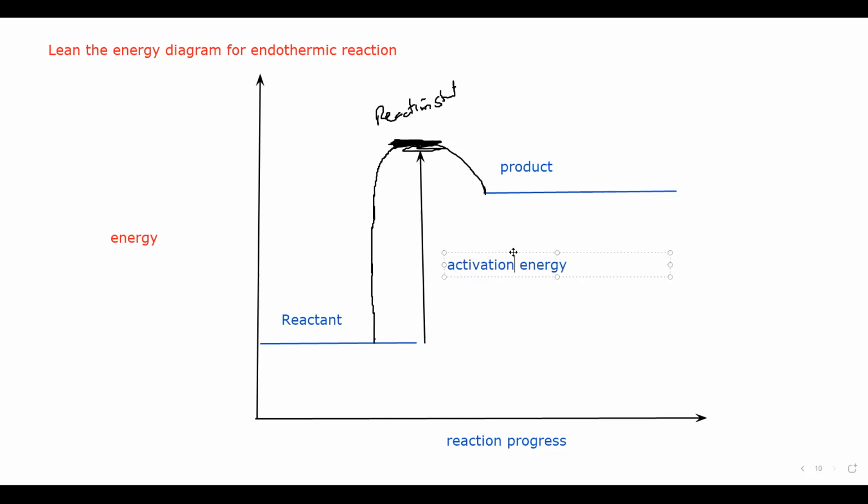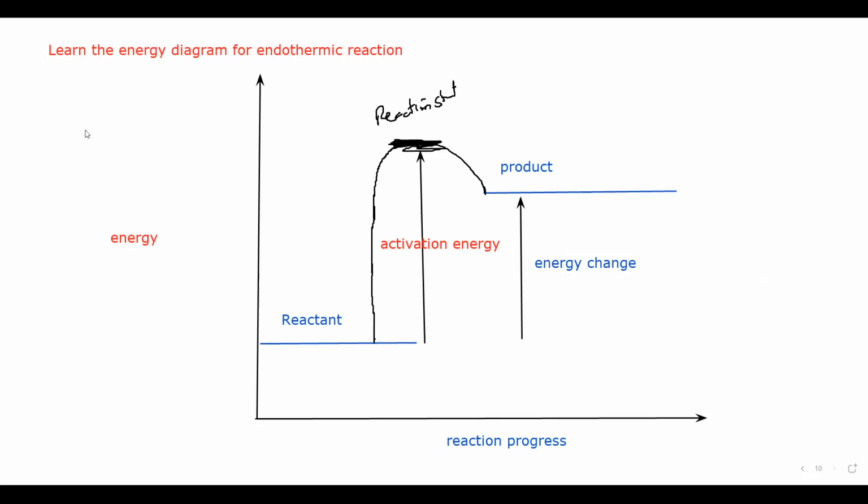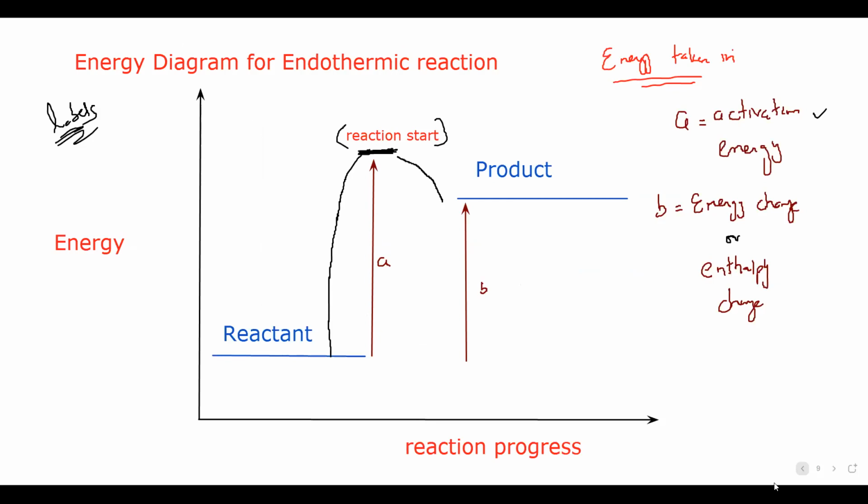And the arrow which is pointing from reactant to product. So the arrow which is directed from reactant to product, how do we label this arrow? This arrow is known as energy change. So you have to learn this energy diagram for an endothermic reaction. There is one for exothermic as well. I'll continue this discussion of energy diagrams in the next session.